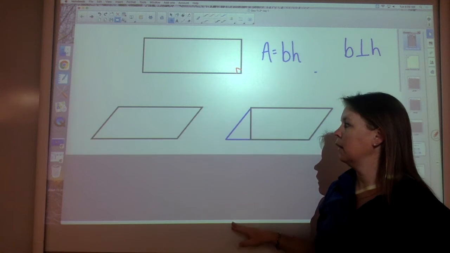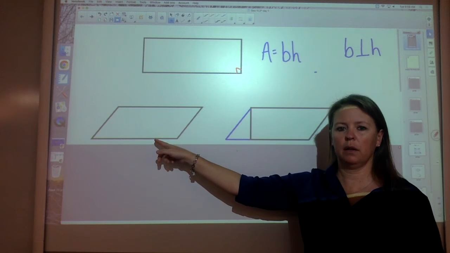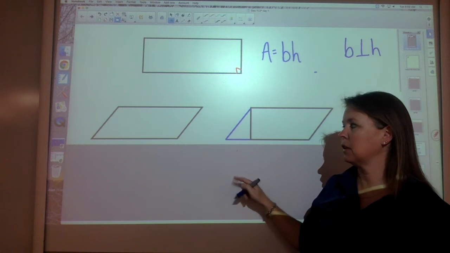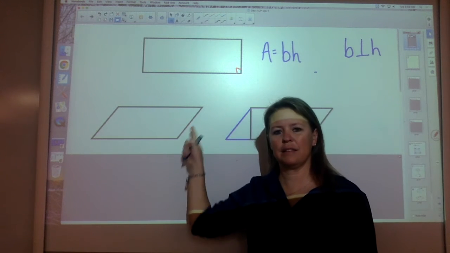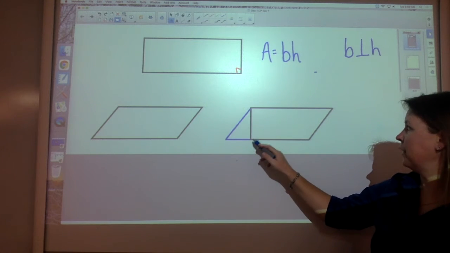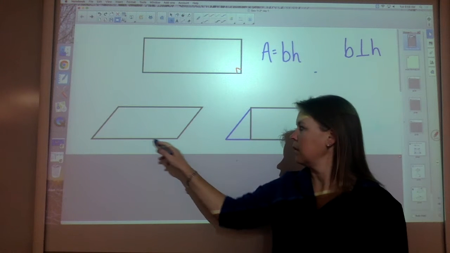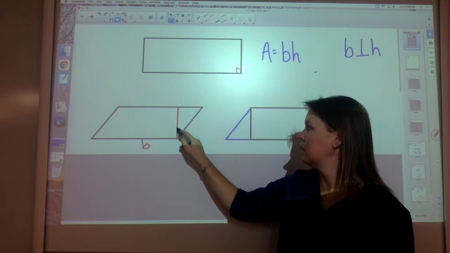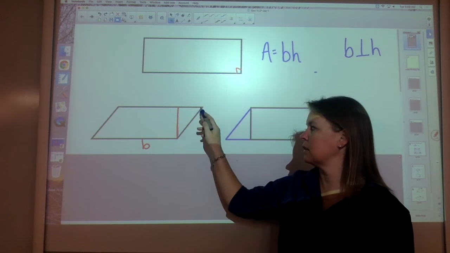And I'll show you why right here, starting with this parallelogram. A parallelogram looks like this. If we use length and width, we'd be like, is that length, is that width? No, we use base and height. So we need to call this the base, and the height has to be straight up. You can't use this as a height because it's slanted.